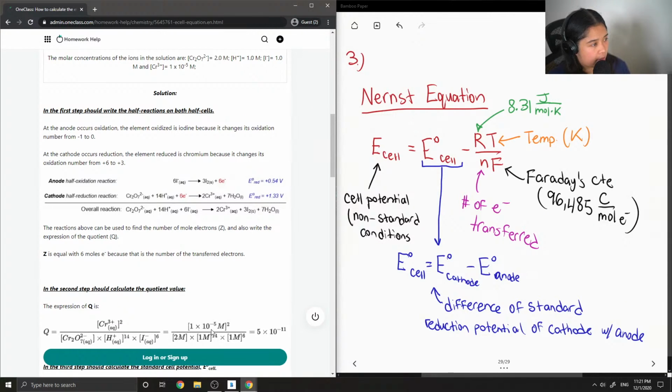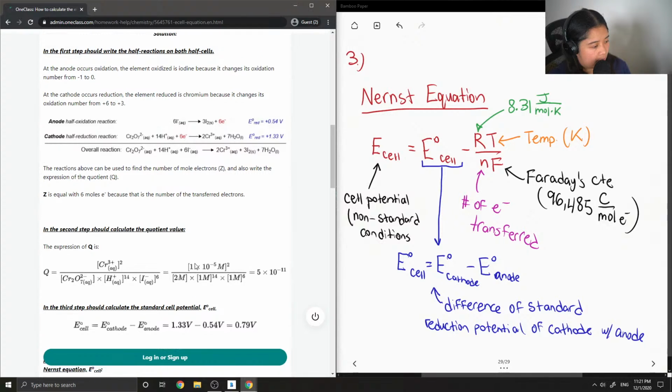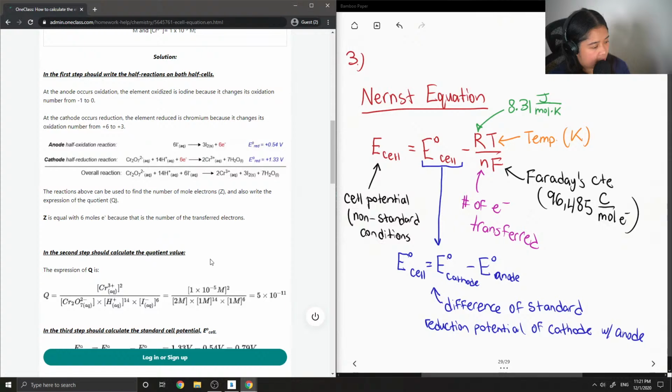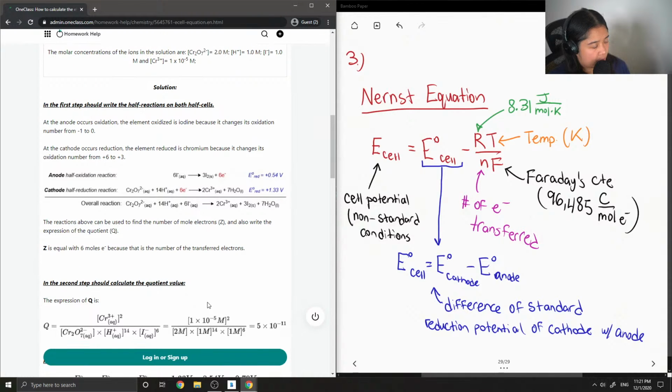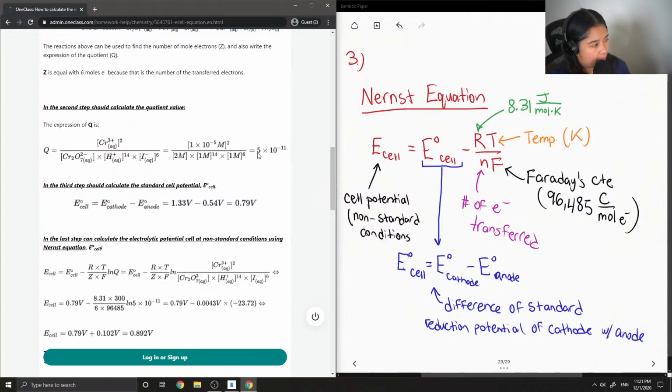And now they inputted the given concentrations from the question. So the concentration of chromium 3 plus is 1 times 10 to the negative 5. And the concentration of this is 2. Proton is 1. And the iodine is also 1. And they got Q to be equal to 5 times 10 to the negative 11.